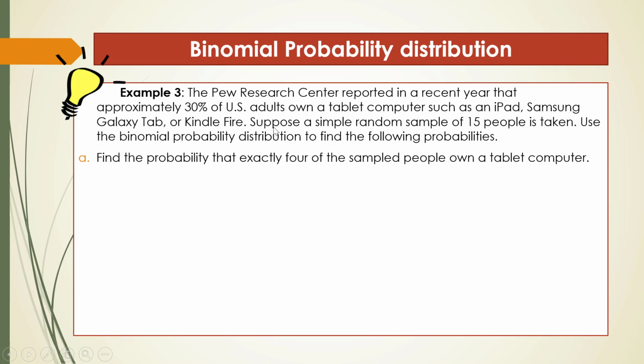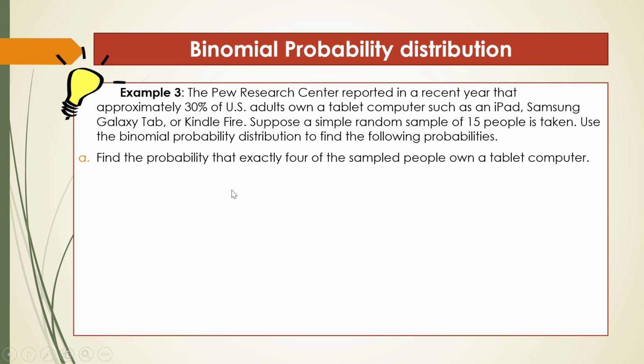And for sure, these 15 people are independent. Whether this person owns a tablet computer does not affect whether any other person in the group owns a tablet computer. So if we say X is the number of people who own a tablet computer, then X follows a binomial distribution with two parameters, 15 and 0.3. 15 is the number of trials and 0.3 is the probability of success.